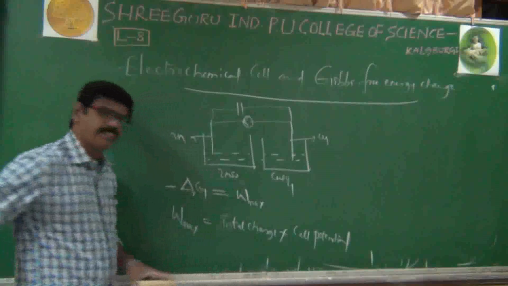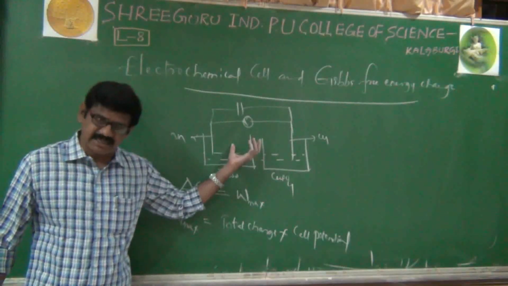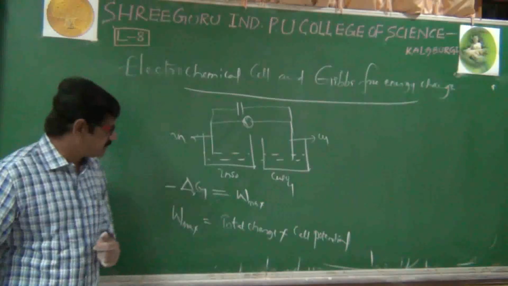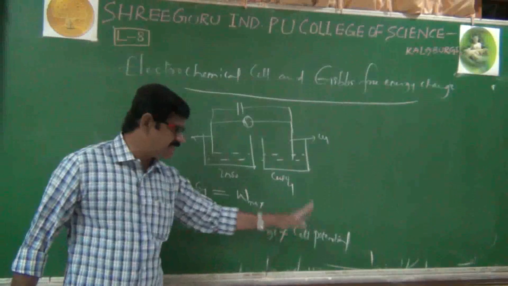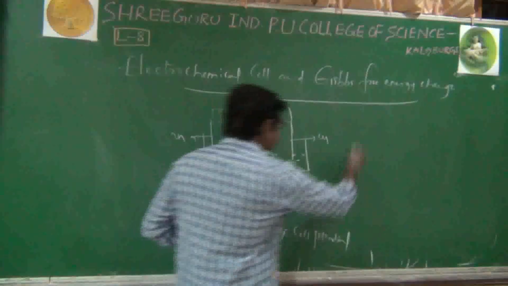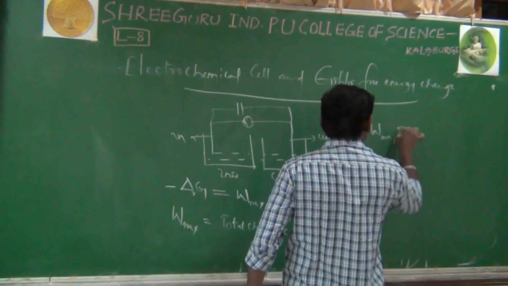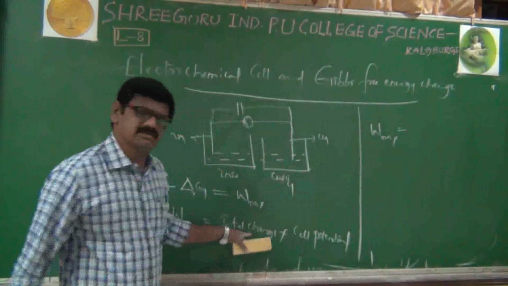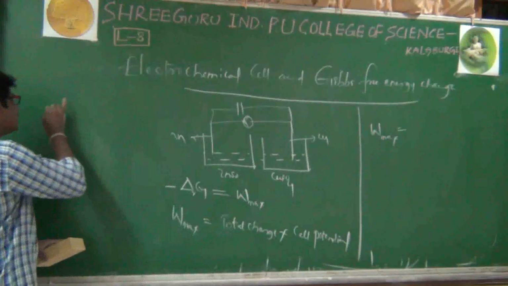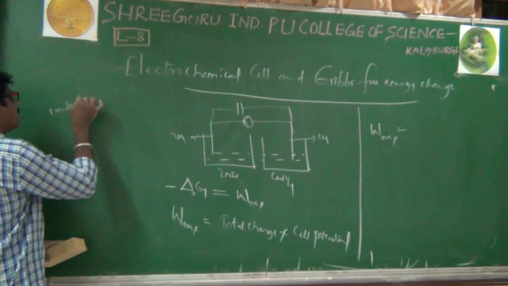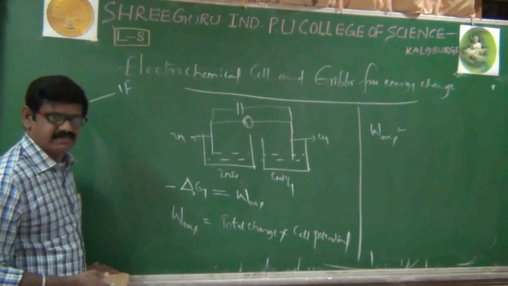I'll repeat once again. As far as any electrochemical cell is concerned, maximum work done is nothing but total charge into cell potential. Now W maximum work done is equal to total charge. Then how much do we have to write? Very simple. If you are using 1 mole of electrons, then 1 Faraday of current is utilized.